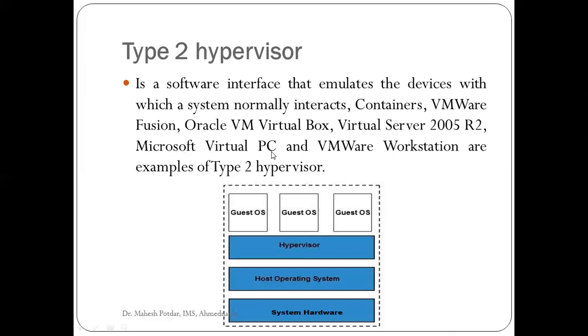Or type 2 hypervisor, what is the basic difference? The basic difference between type 1 and type 2 is, in type 1 we are directly installing the hypervisor on a bare metal system. So another name of type 1 hypervisor is bare metal system, and for the second type, you take the hardware, you install the operating system, and on that operating system you install the hypervisor software. So this is the type 2 hypervisor.